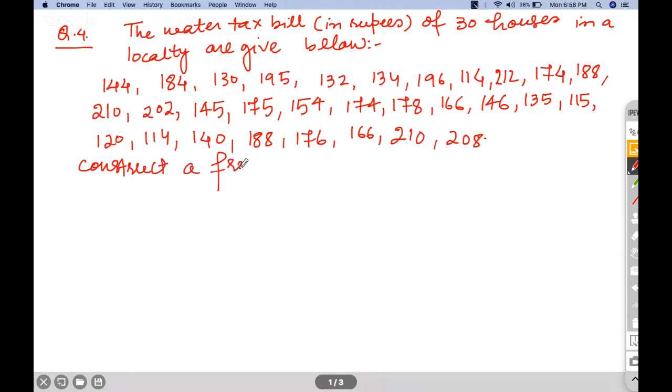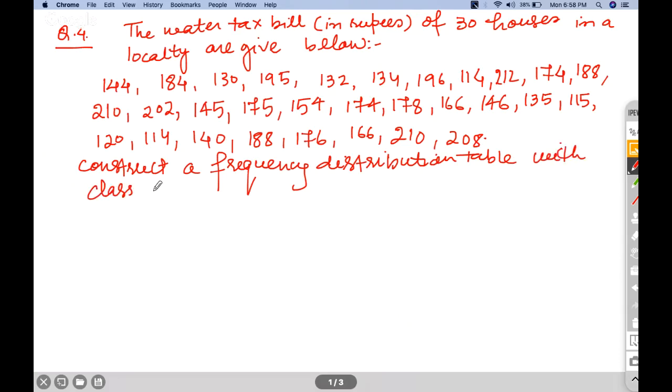a frequency diagram or frequency distribution. One second. Frequency distribution table with class size 10. Just do it.